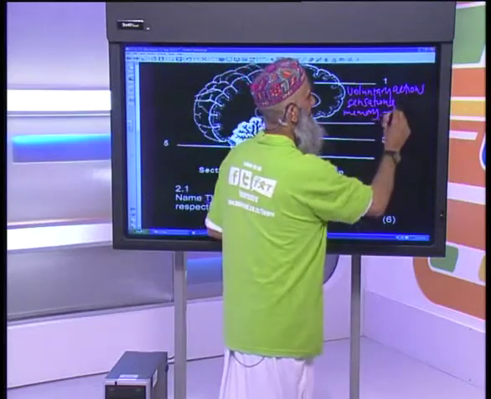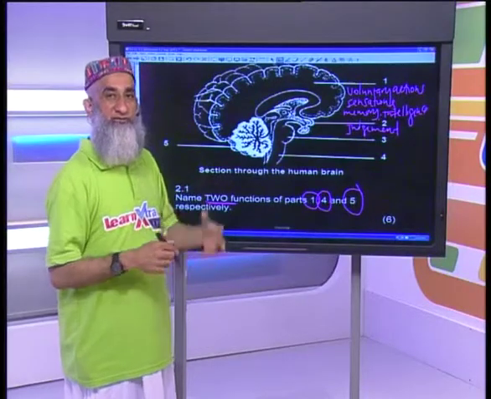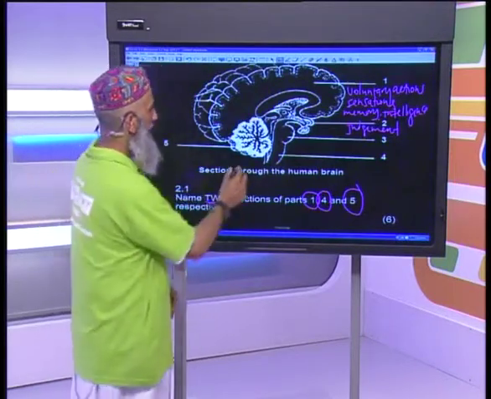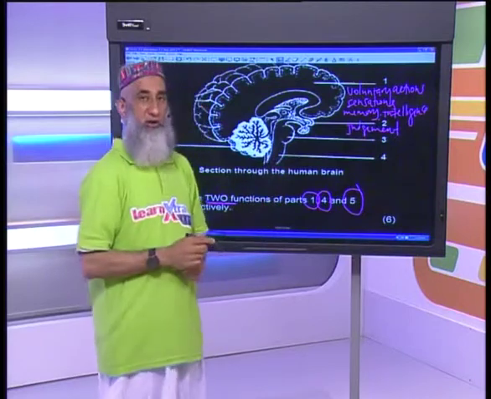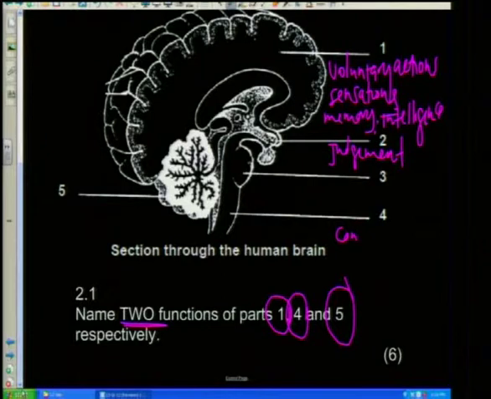Intelligence is also part of the cerebrum. And one more there would be judgment. To judge whether something is right or wrong, etc., the morals all come from the cerebrum. The next one was number 4. Now 4 is the medulla oblongata. This one here controls involuntary actions.